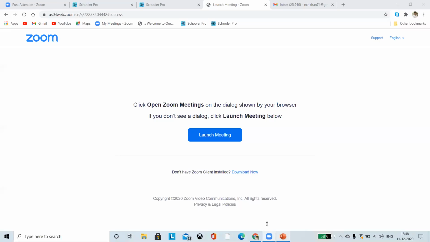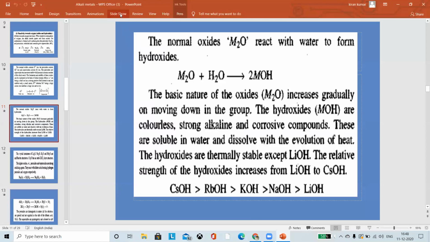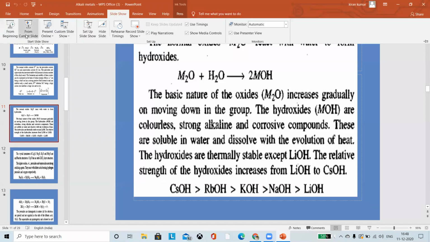Hello everyone. Yesterday we discussed the chemical properties of alkali metals. Some of the chemical properties of alkali metals we have discussed. And today we continue with the same chemical properties of alkali metals, some other properties. Okay. Now see.